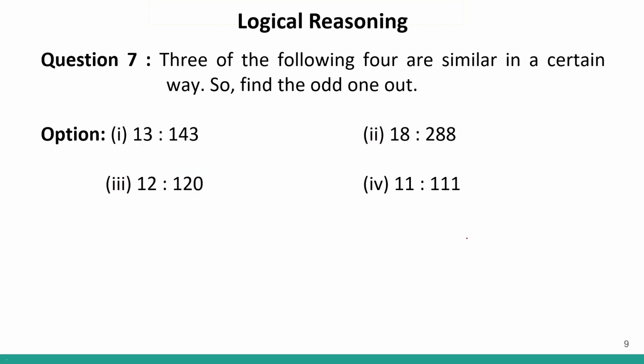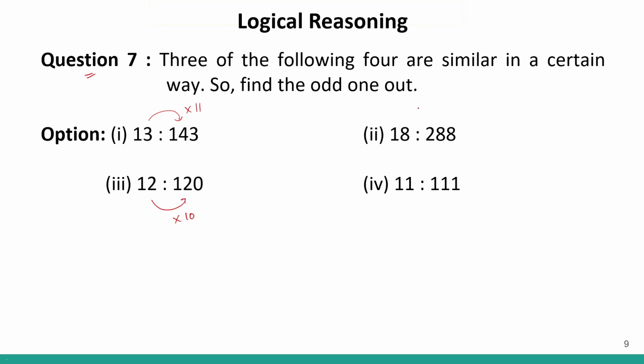Now, question number 7. Again, 2 numbers are given in each option, so they might bear a relationship. Okay. Now in question number 7, I can see 13 and 143. 143 is basically 13 into 11. This is 12 into 10, clearly.